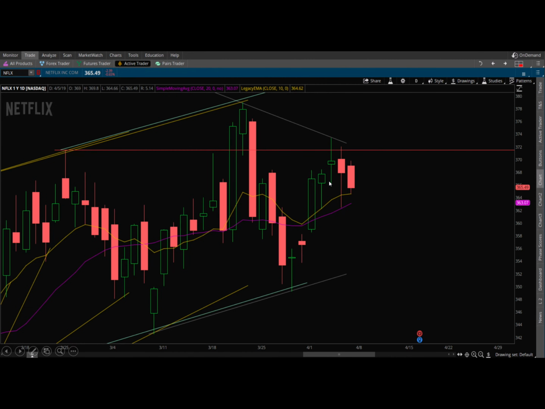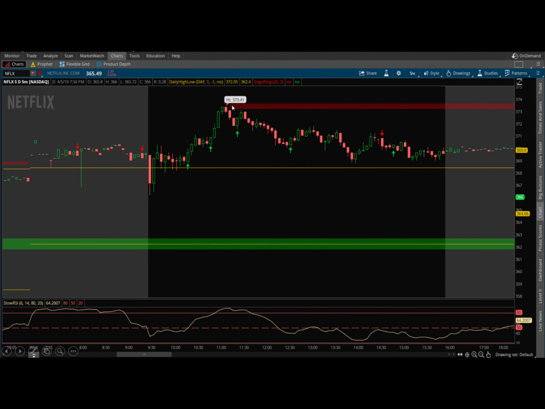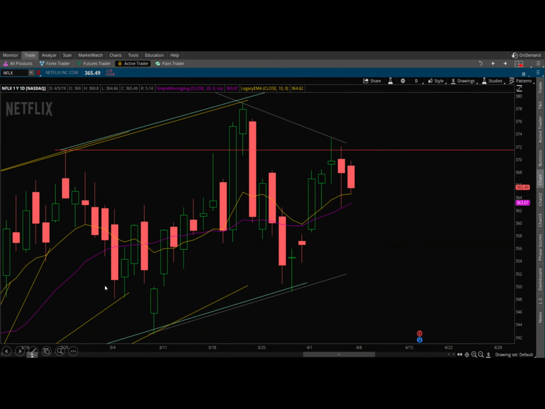And now here Netflix is again, I believe this day was maybe 4 or 5. It attempted to break out, but it got rejected by this previous resistance level and this triangle resistance or trendline resistance, which is a form of confluence as well that rejected Netflix. So if we go back and take a look at the 5 minute chart, we can see why it was rejected on a daily chart, because Netflix ran into two forms of resistance on a daily chart.